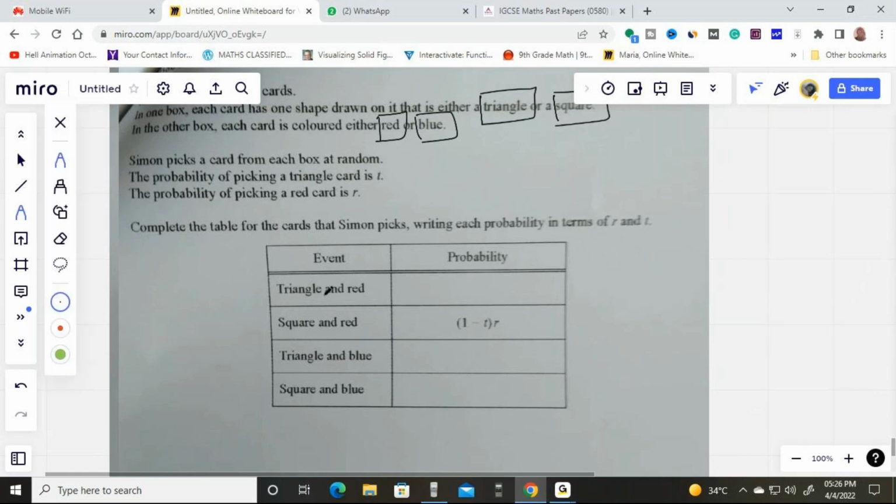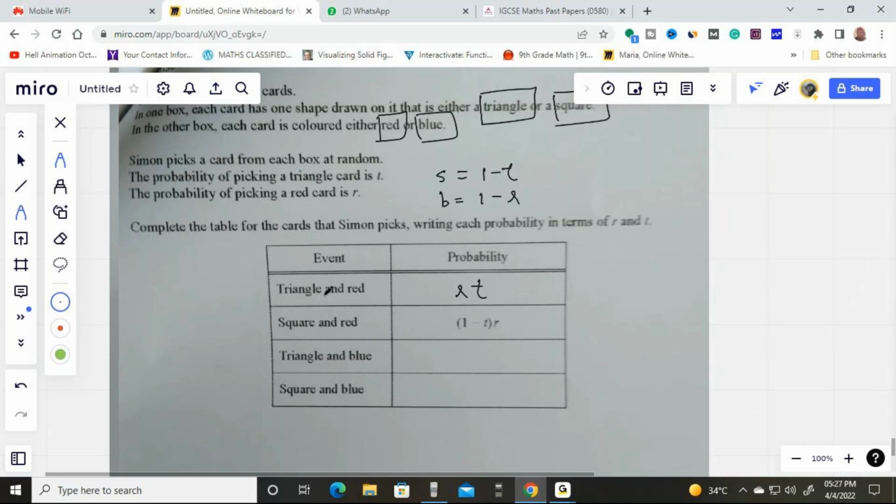If the probability of a triangle card is T, then the probability of a square card will be 1 minus T. And the probability of a blue card will be 1 minus R. Keep this in mind. Now, if the event is that you pick a triangle card and a red card, then the probability will be RT, or T into R. You multiply both probabilities.